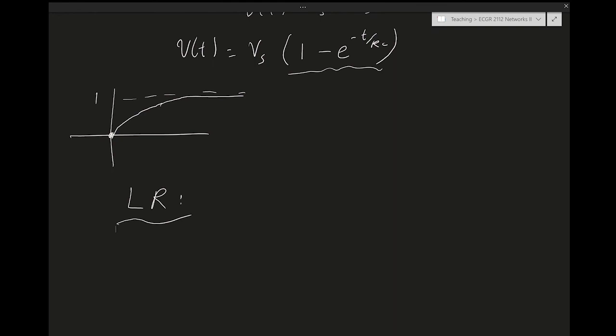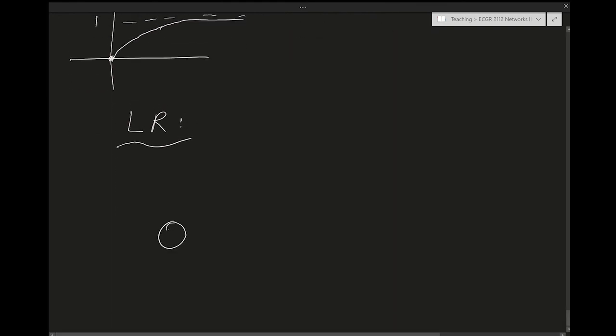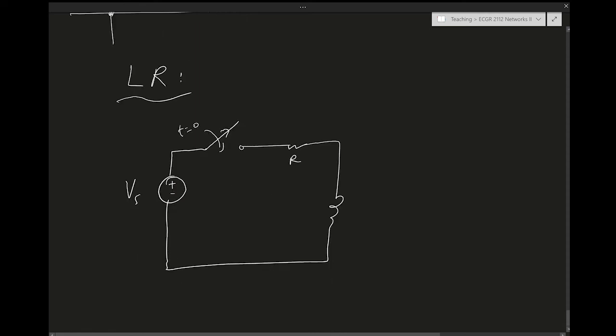So the circuit looks something like this. We have a voltage Vs, and then we have a switch that we throw at t equals 0, and then we have an R, and then we have an L in this case. The circuit is a voltage source Vs, a switch that we throw at time equals 0, and then an R, and then an L.